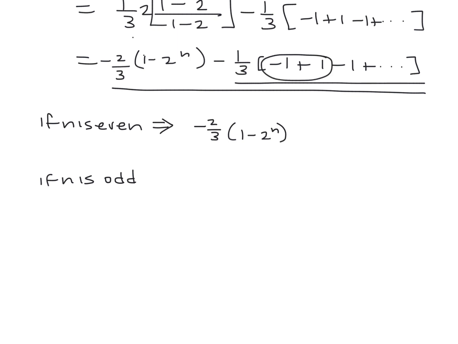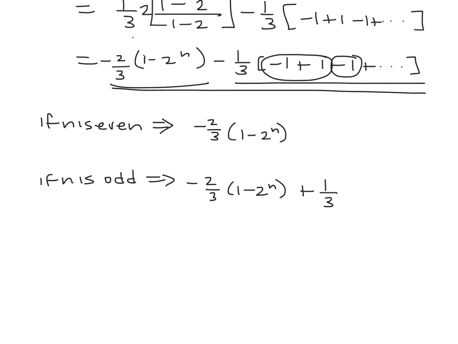If n is odd, then this part stays the same, minus 2 over 3, 1 minus 2n, like that. But then if n is odd, for example, it was 3, there'd be a negative 1 in there, so you'd have to add on a 1/3. Okay, all right, I think that's progress, perhaps.